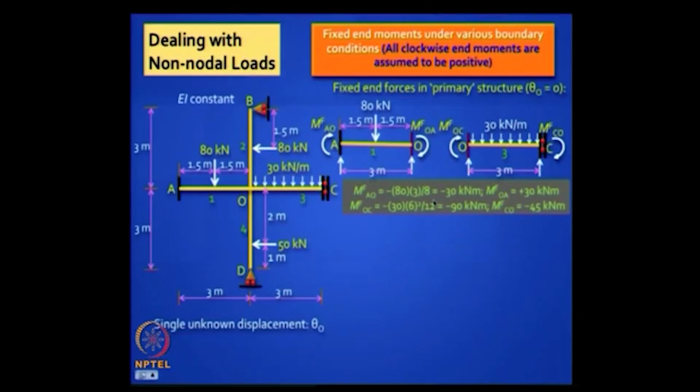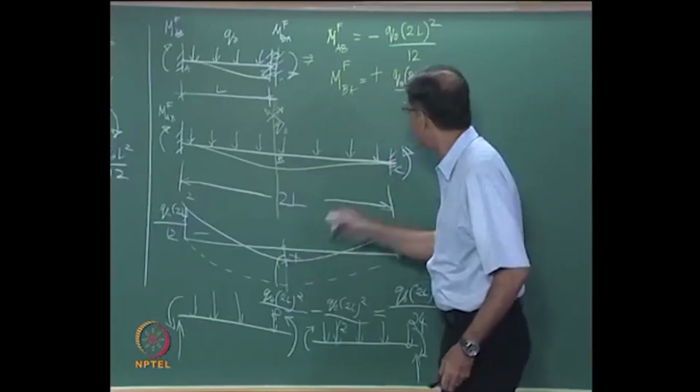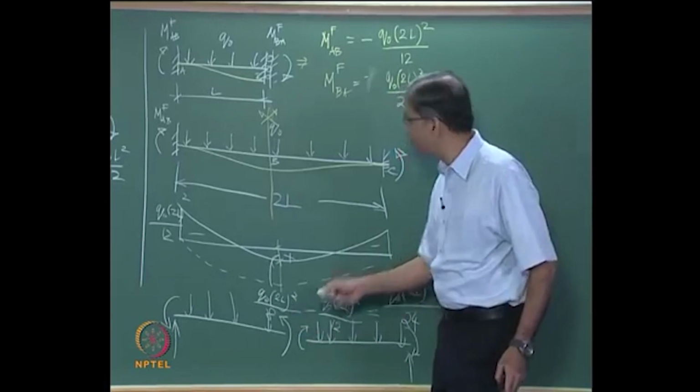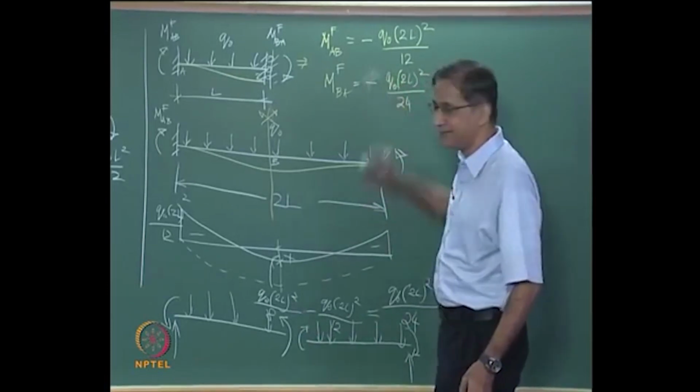MFOC, you can see here, MFOC is minus Q naught, 2L the whole square. L is 3, 2L is 6, and this is half that, and I think there is a mistake here. No, it's right. This is right, please note. This is sagging, which means it's this way, which means it is minus. It's right.